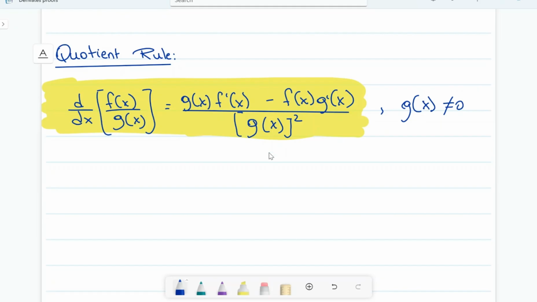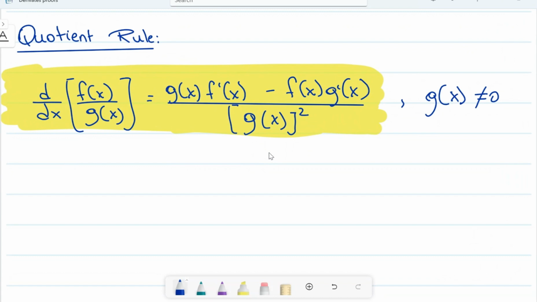And now we will move on to the quotient rule. So the derivative of a quotient, the derivative of f of x divided by g of x, is equal to g of x times the derivative of f of x minus f of x times the derivative of g of x, divided by g of x all squared.